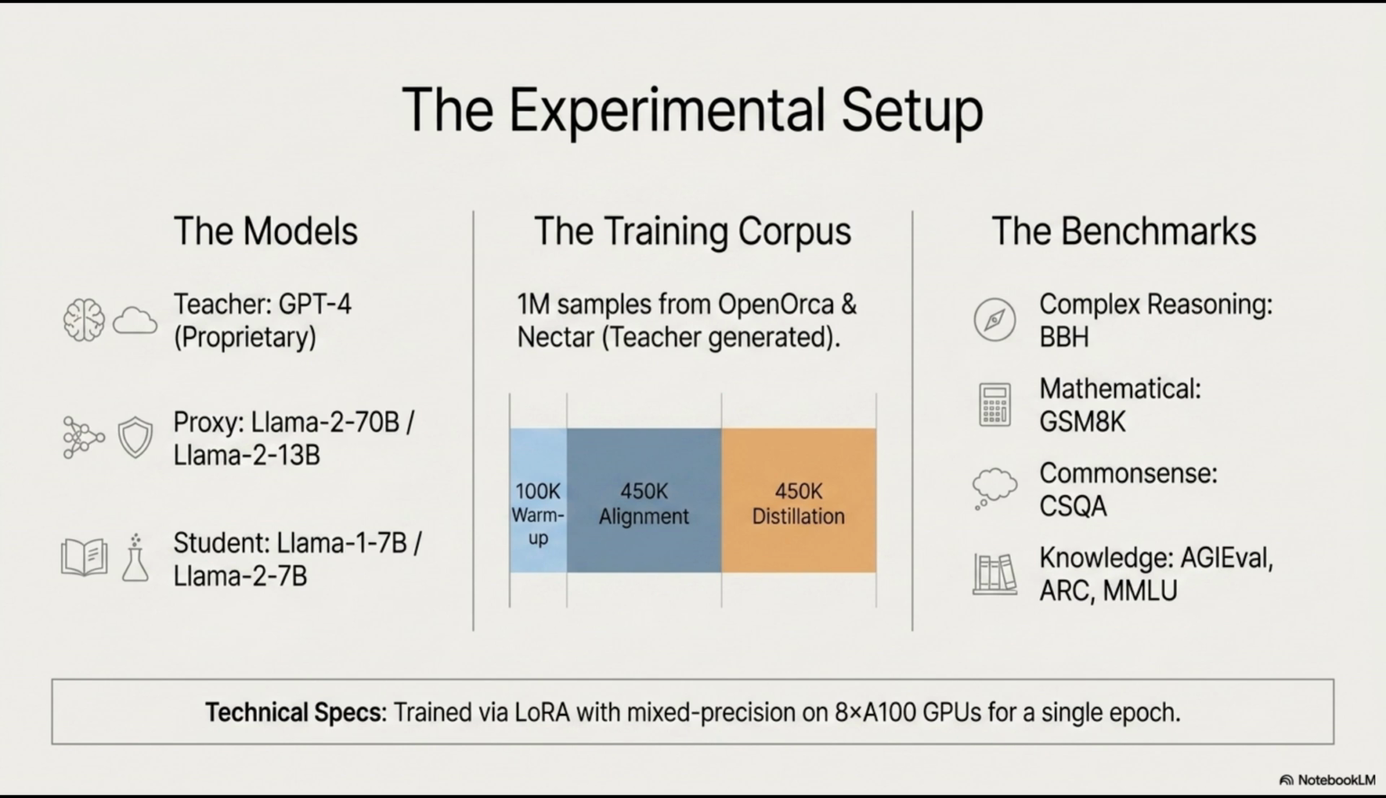They ran the resulting 7 billion parameter student models through a gauntlet of standard AI benchmarks. Like which ones? AGIEval for general knowledge, ARC for science questions, CSQA for common sense reasoning, and the really notoriously tough ones, BBH for complex reasoning, and GSM8K for mathematical reasoning. Give me the numbers on those math and reasoning benchmarks, because that's usually where small models completely fall apart.